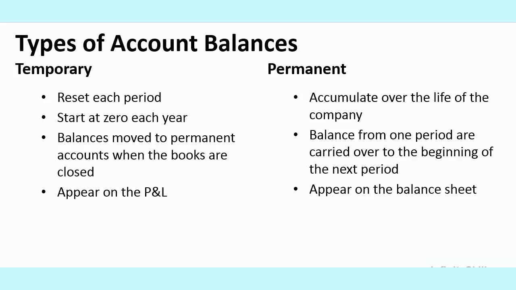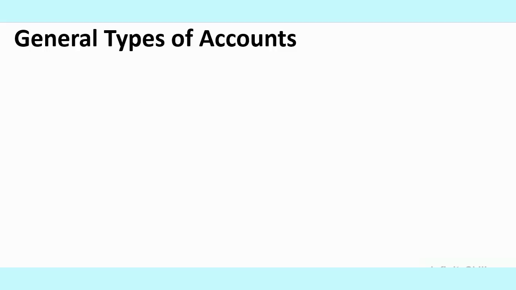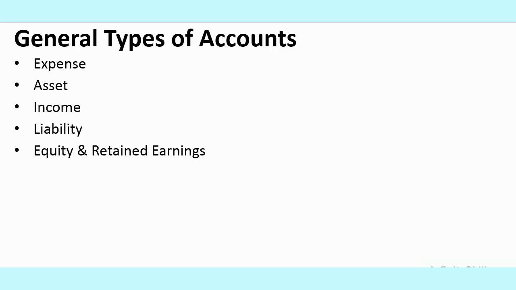And that, I guess, from a reporting standpoint, is the way to think of it. The temporary accounts appear on the P&L, which is how are we doing this year, whereas the permanent accounts go onto the balance sheet, which is an overview of how the company has done over its entire lifetime. Now, although you may never have had any formal accounting classes, I'll bet you could already identify some of the general types of accounts that exist. These would include things like expense accounts, assets, income, liabilities, and even something called equity and retained earnings.